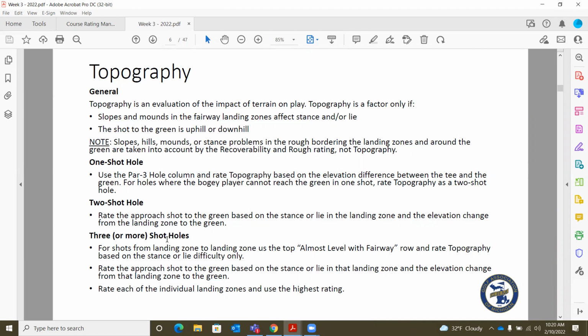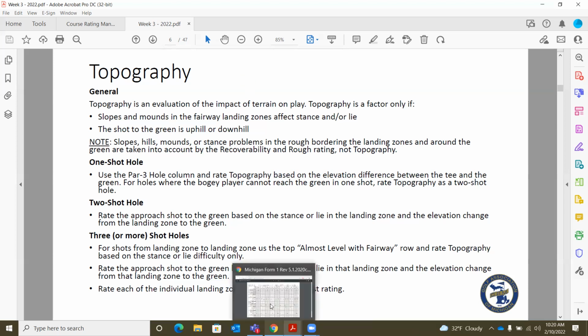And then when we have a 3-shot hole or more, for certain golfers, it might take them more than 3 shots to get there, based on how far they hit it, based on those distances that we talked about at the very beginning. We're going to be evaluating multiple spots, but when we do evaluate multiple spots, it's important here for shots from landing zone to landing zone. So if we have a par 5, our second shot to our third shot, we're assuming that when we go landing zone to landing zone, the elevation for that one is almost level with the fairway, and we rate topography based on stance or lie difficulty only.